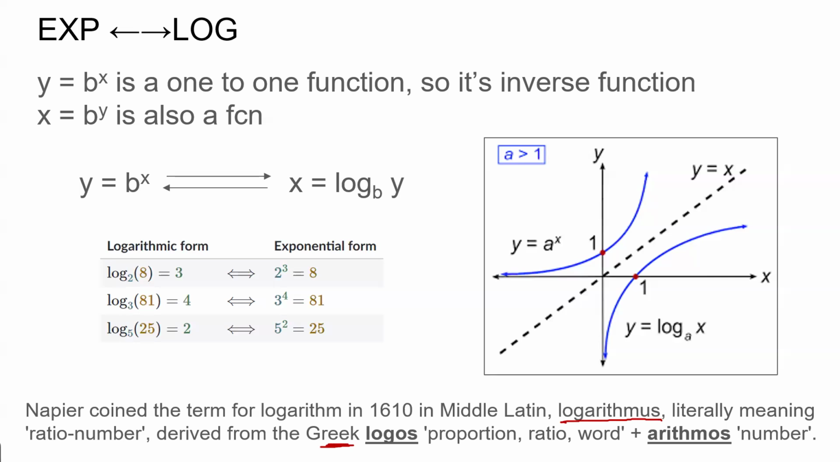Logos is proportion or word, usually gets translated as word, but it can also point to proportion or ratio. And arithmos, number. So it's kind of a number word. Maybe that's a good name. Maybe it's not. Ratio number might be a literal translation of that, but here's all you got to do. Okay. It's going to look weird, but you just get used to it. It's not a big deal.